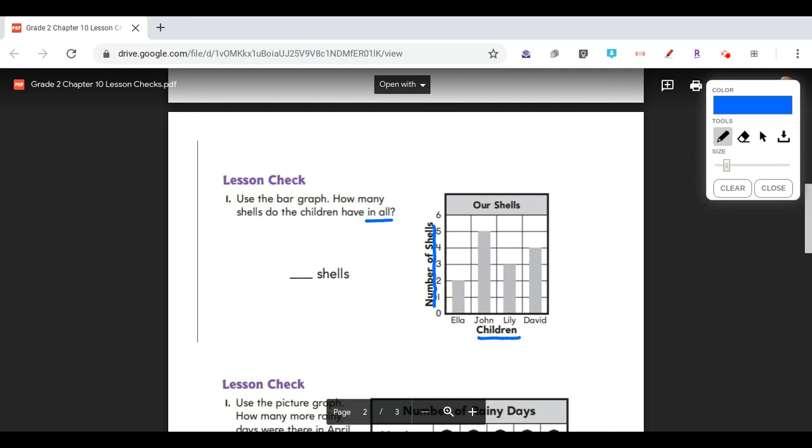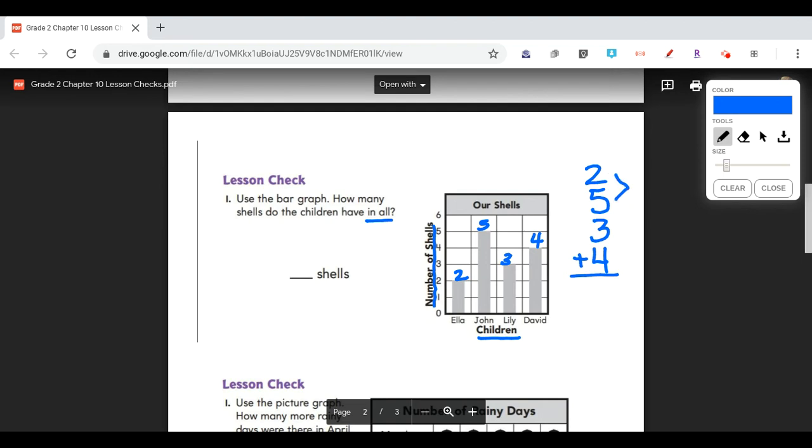In this case, it says that Ella collected 2 shells. John went all the way up. He collected 5 shells. Lily collected 3 because that's where the top of her bar is. And David collected 4. So if we want to know how many shells do the children have in all, we want to add all of those numbers together. So we have 2 plus 5 plus 3 plus 4. And I'm going to add the first 2 and then the second 2 and then add those together just to make it a little bit easier. But we could just keep adding as we go down.